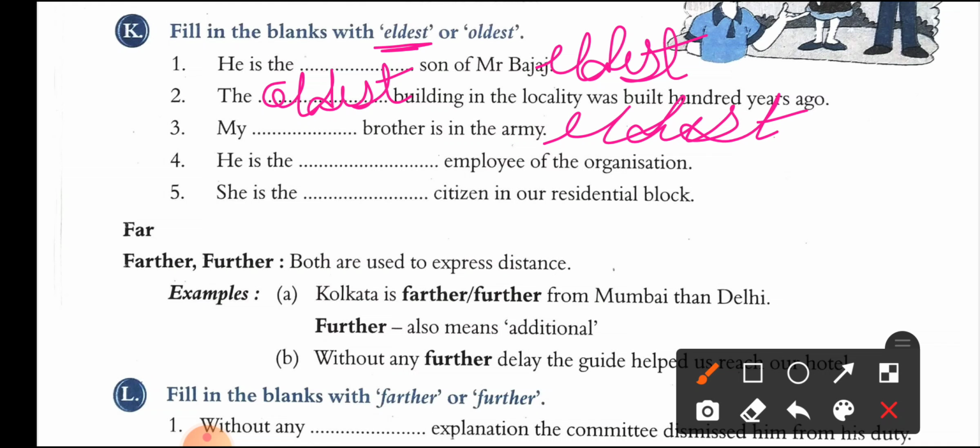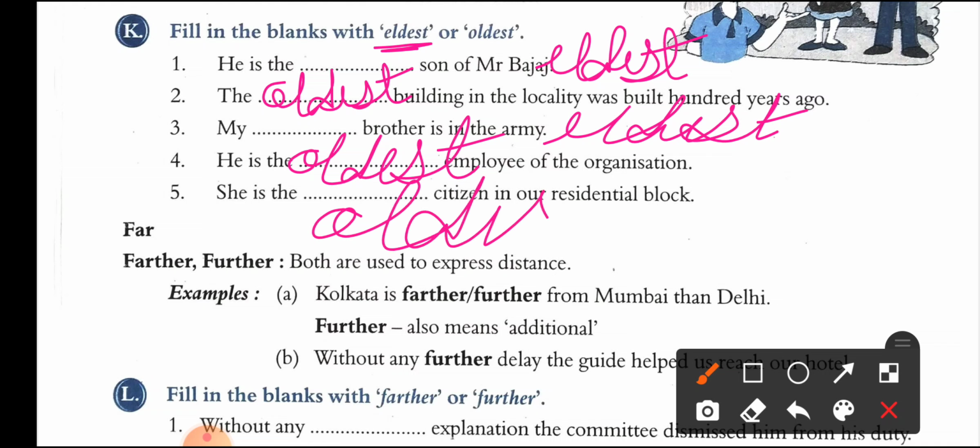Eldest तो नहीं है, family तो नहीं है, ना तो blood relation है, employee है. So what you will do? Oldest. O-L-D-E-S-T. She is the dash citizen of our residential block. Once again, it's not a family relation. So what is this? Oldest.